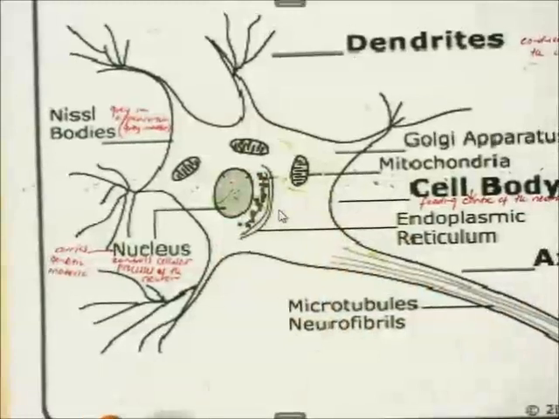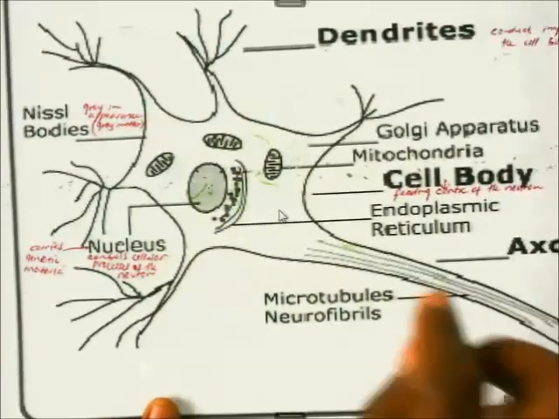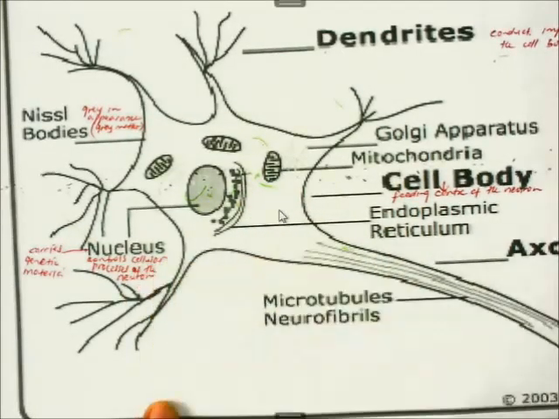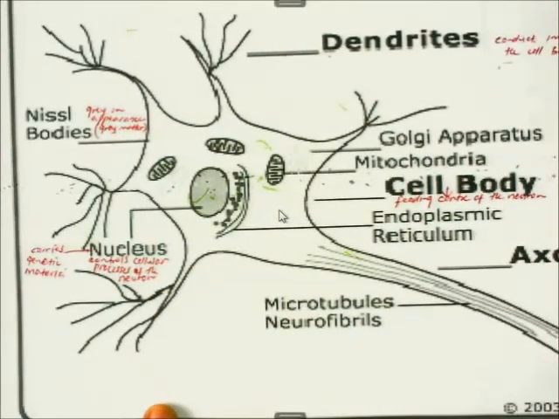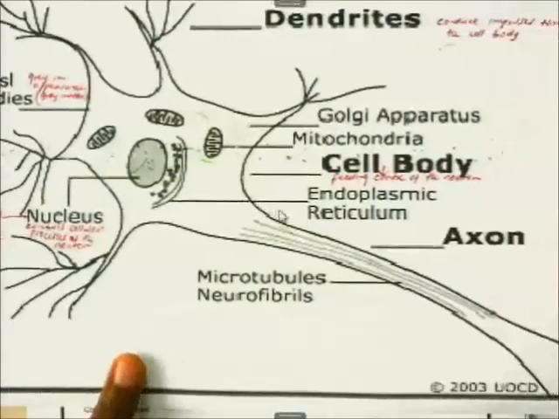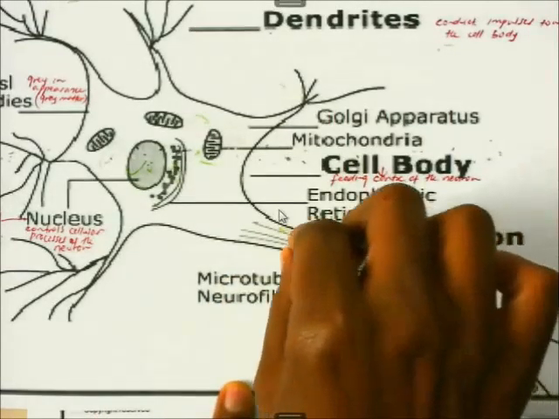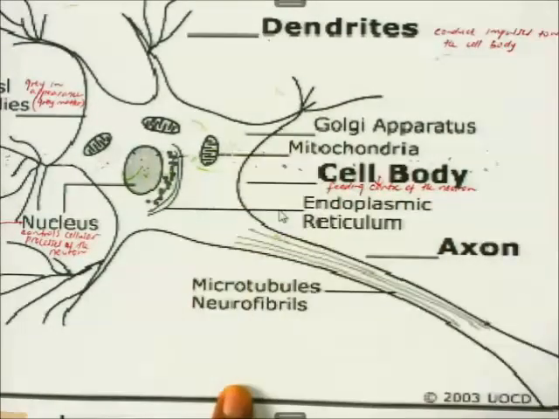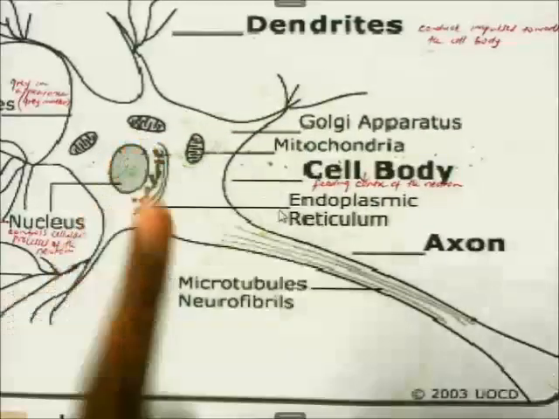The second part is the cell body. This cell body carries the nucleus. We know very well that the nucleus carries genetic materials. And then from there, we do have an axon as another part of a neuron. An axon carries impulses away from the cell body.